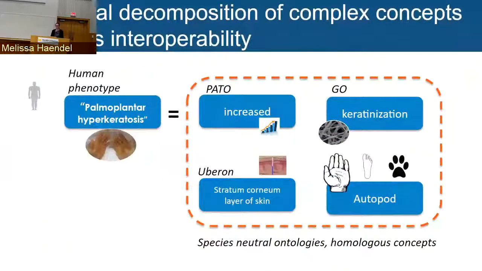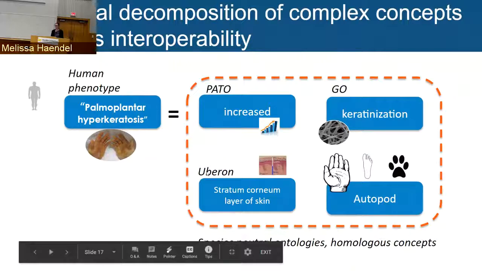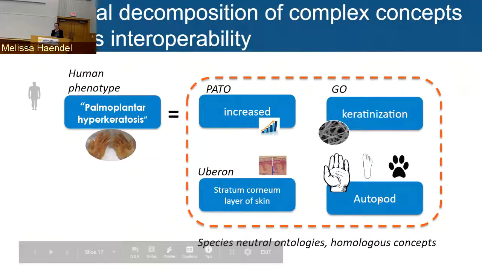So the strategy that we have is to build in what we call logical decomposition. Palmoplantar hyperkeratosis is just a string to the computer, but we can represent it using species-neutral terms from other ontologies. If you recall from the human phenotype ontology, I talked about representing terms using the gene ontology, but we can use many other kinds of species-neutral terms. So here, palmoplantar hyperkeratosis is represented as an increase, from the phenotype and trait ontology, in the gene ontology term keratinization, that's located in the Uberon stratum corneum layer of the skin, that's part of the autopod. And you might say, okay, clinicians don't use the word autopod.